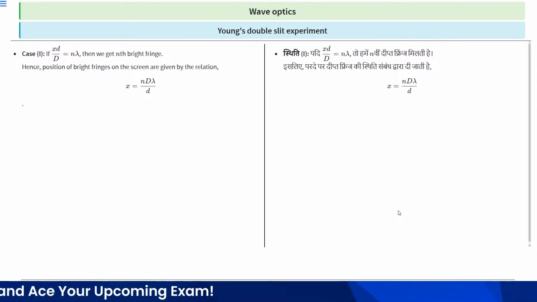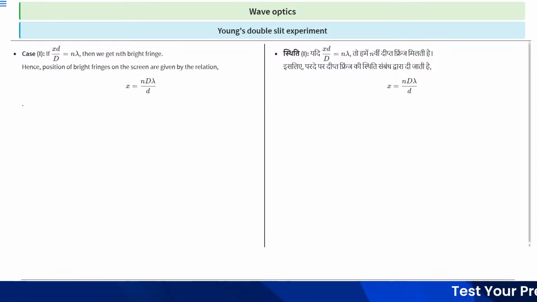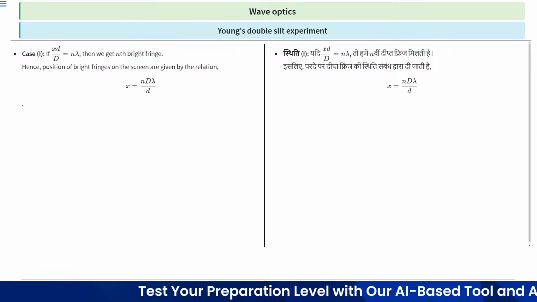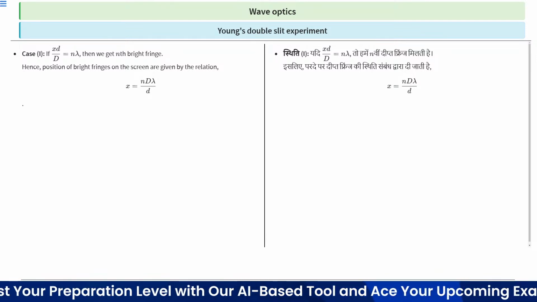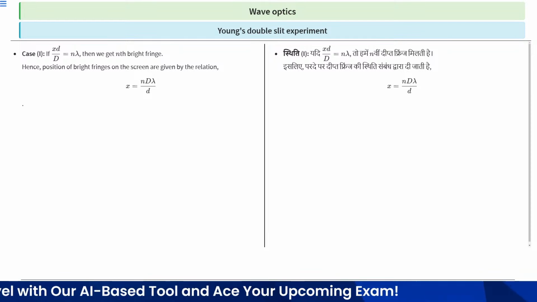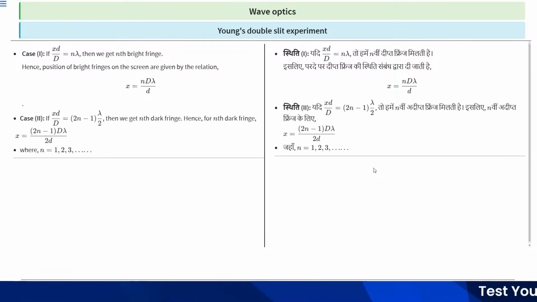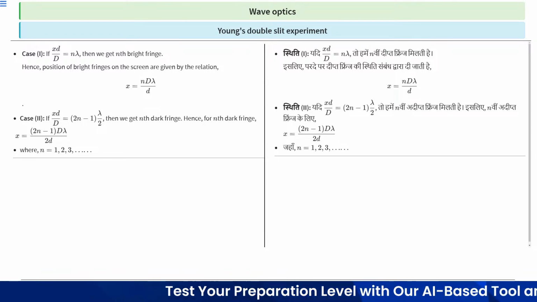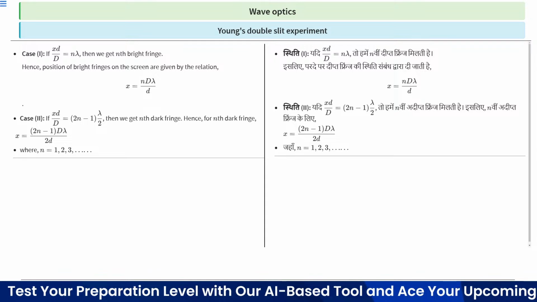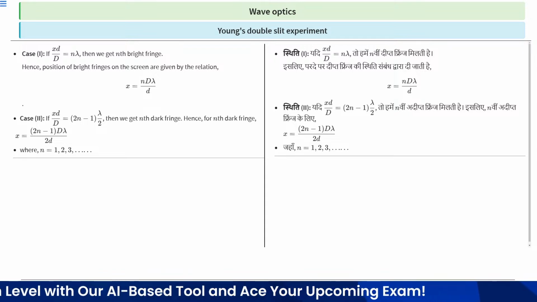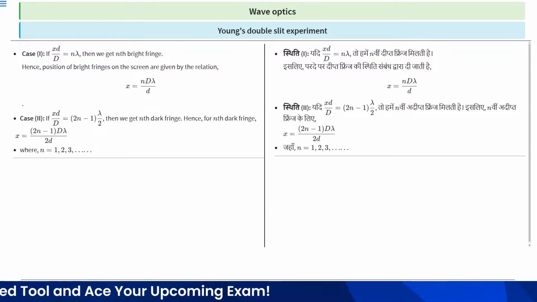First case: if xd divided by D is equal to n lambda, then we get the nth bright fringe. Hence the position of bright fringes on the screen is given by this relation: x is equal to n D lambda divided by d. Second case: if xd divided by D is equal to (2n minus 1) lambda by 2, then we get the nth dark fringe. Hence for the nth dark fringe, x is equal to (2n minus 1) D lambda divided by 2d.